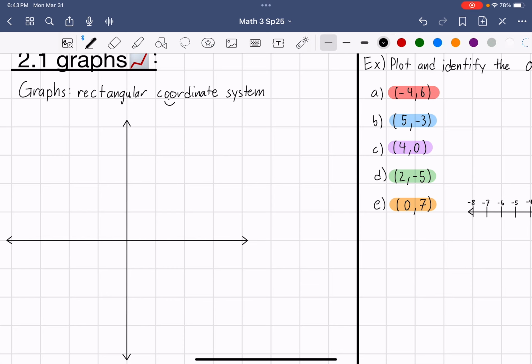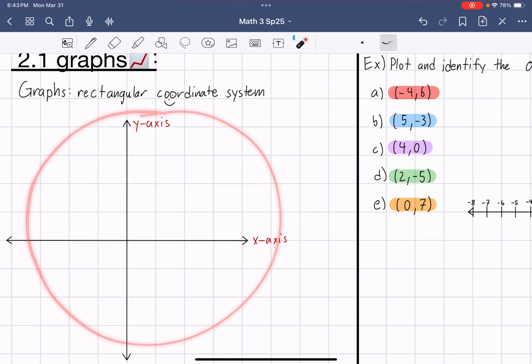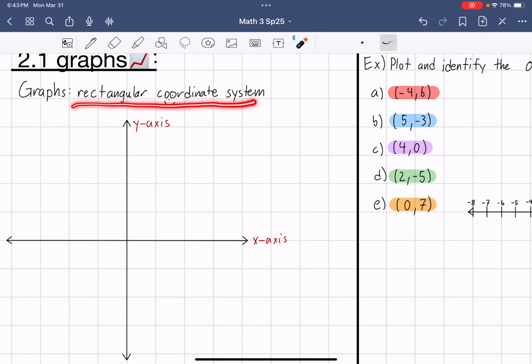So looking here, this horizontal line is the x-axis. This vertical line is the y-axis. Again, there's a couple names for this. Rectangular coordinate system, the xy plane, either one is fine. And this splits into 4 quadrants.